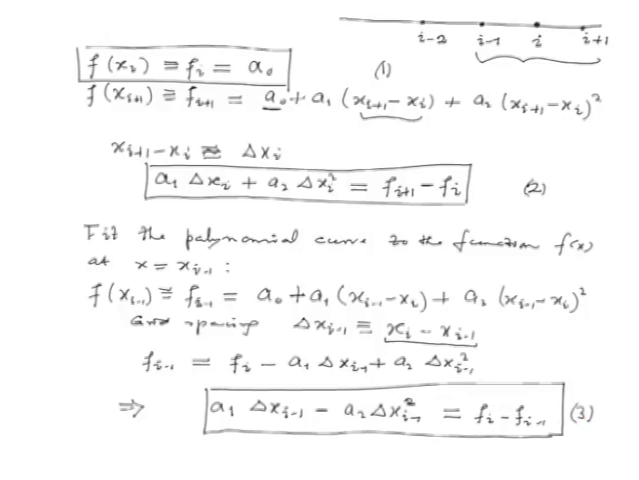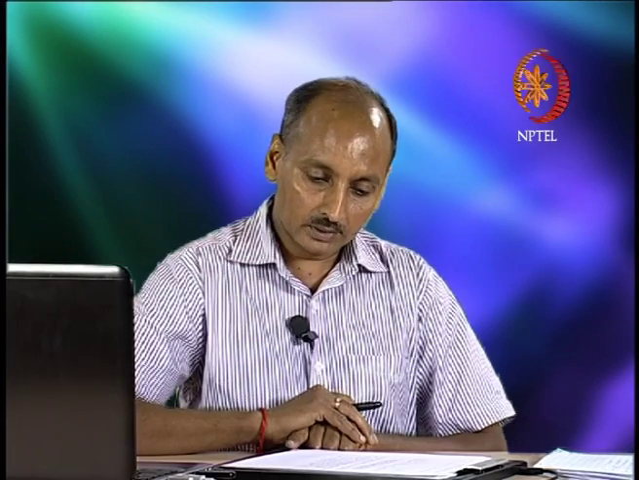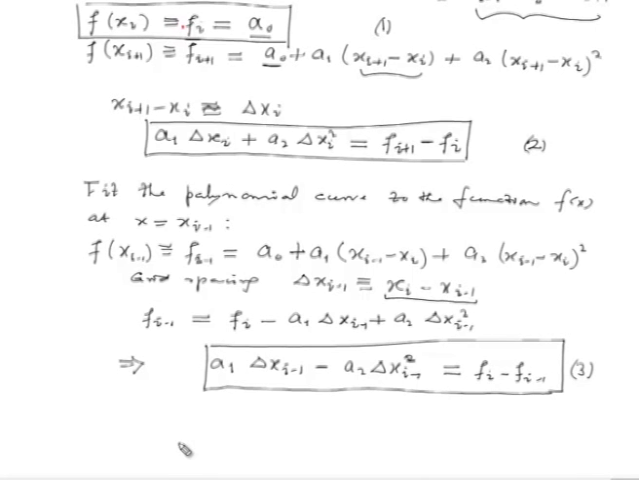The first equation straightway gives us the value of a0. We are interested in finding out the value of a1. So can we solve equation 2 and 3 to get the value of a1? There are two simple linear equations and it should be pretty straightforward to eliminate this a2. So how do we eliminate a2? Multiply equation 2 by delta xi minus 1 squared and equation 3 by delta xi. So what do you get? Equation 2 into delta xi minus 1 squared.